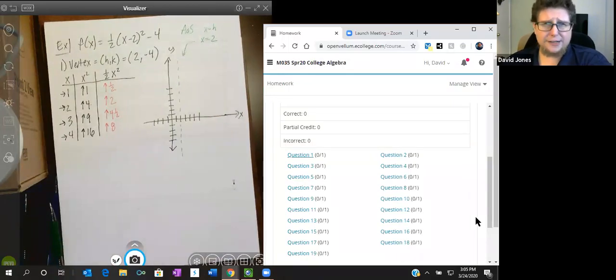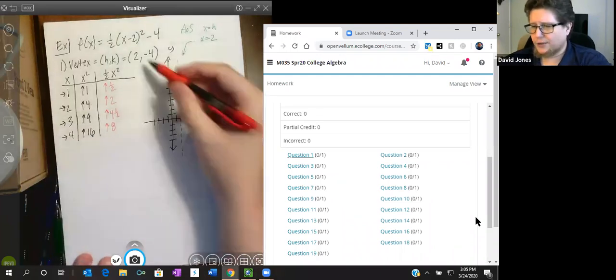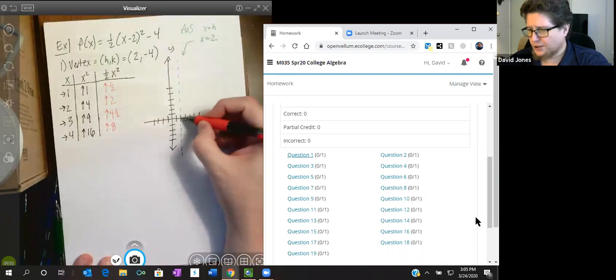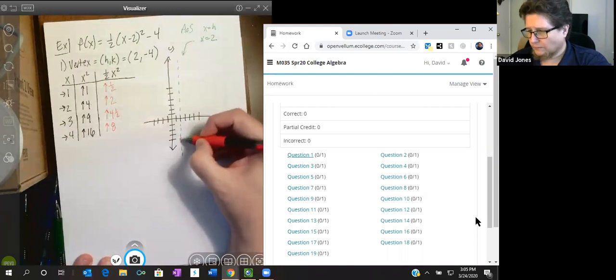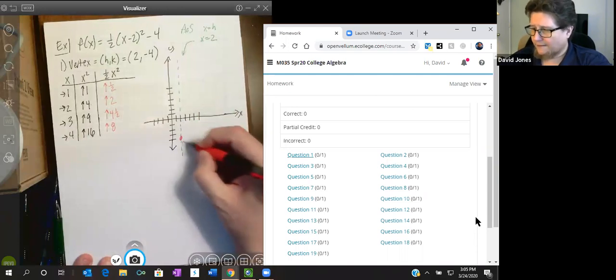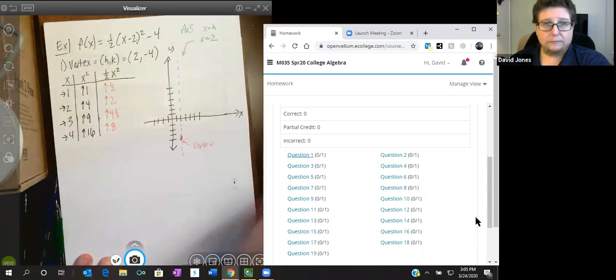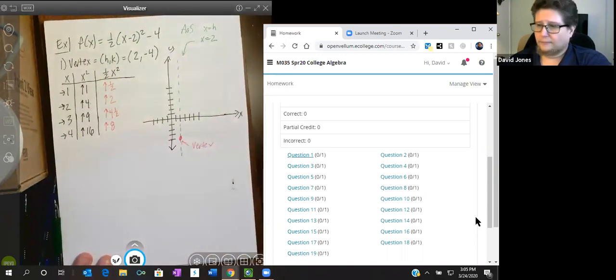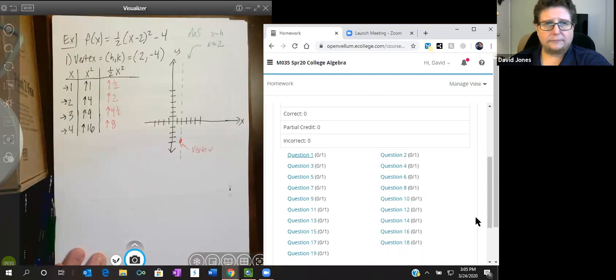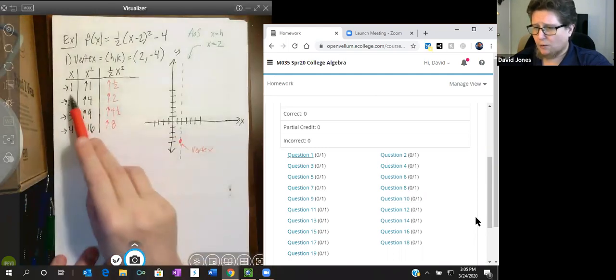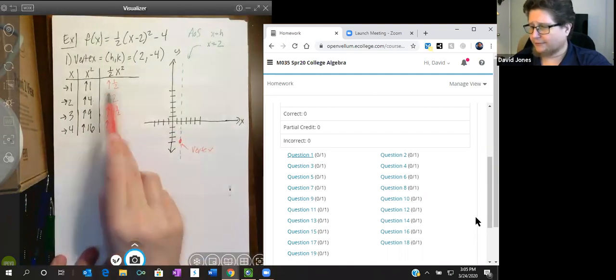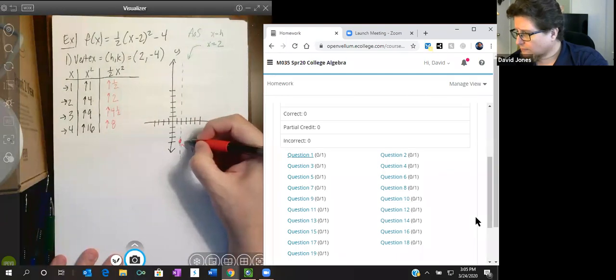I'm going to plot my vertex. My vertex is at (2, -4). I'm going to go right 2, down 4. That's my vertex. Then I'm going to start plotting that movement. I want to go right 1, up 1/2. That's not very much, is it?